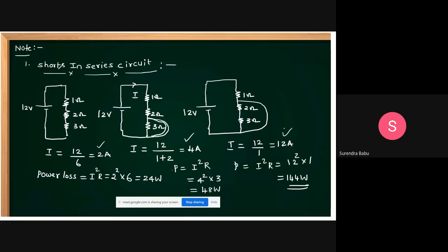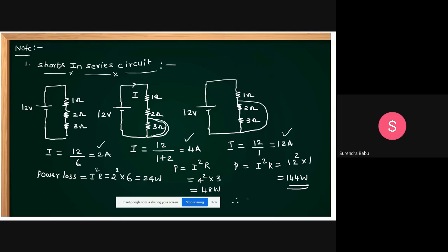12 amperes came. That means in this circuit, due to short circuit, the current is increasing, and power losses are also increasing. That's why, due to short circuit effect on a series circuit, that is the observation. Due to shorts in a series circuit, current increases, then power loss also increases. Understand, students? That statement you remember.